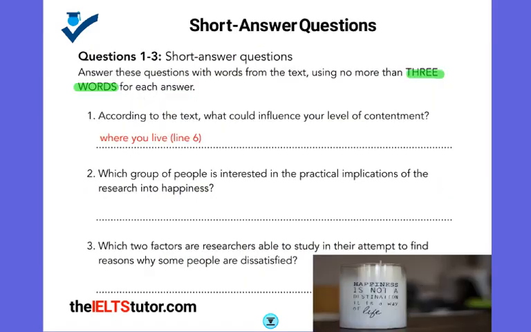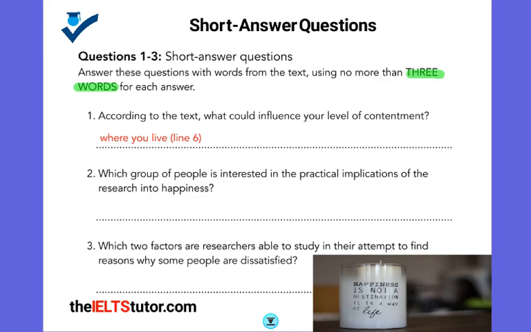Which group of people is interested in the practical implications of the research into happiness? Now, that's quite a mouthful. You have to understand the question first before you're able to answer this. Which group of people is interested? Okay, I think that should be clear enough. In the practical implications of the research into happiness.